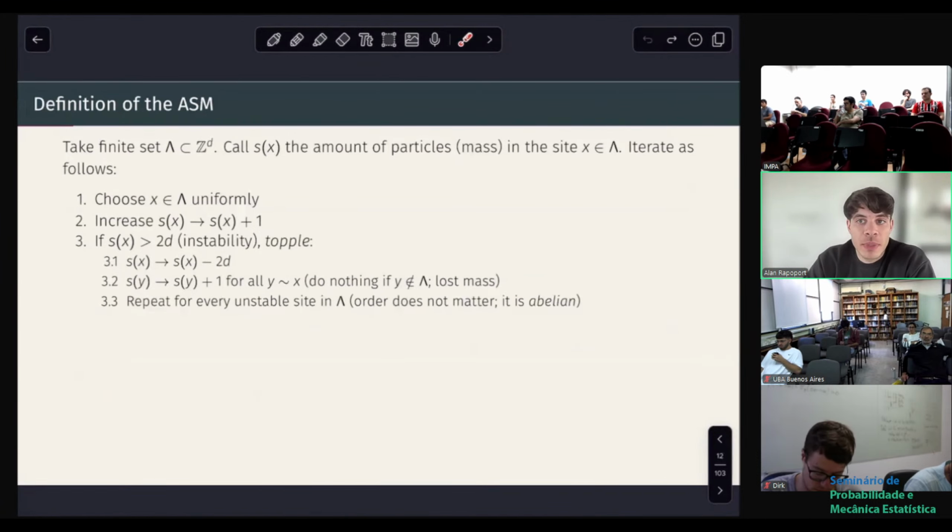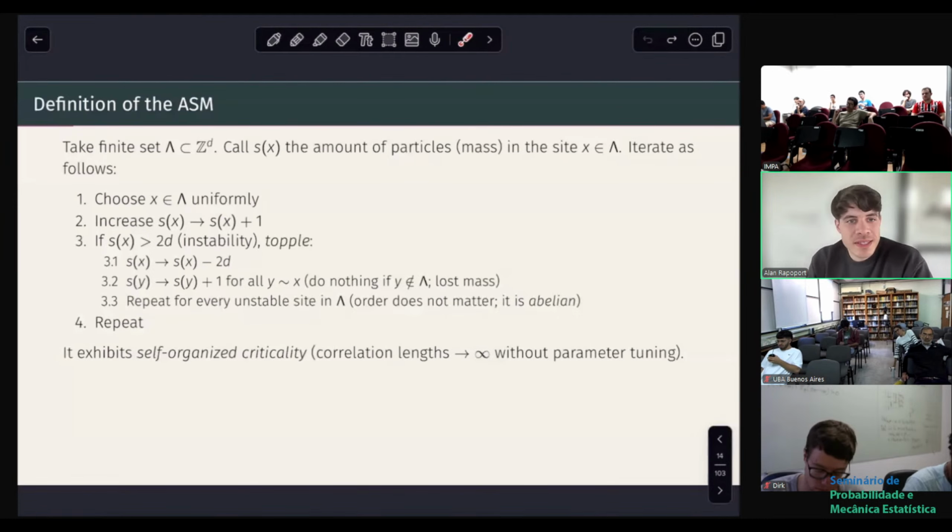And then it might happen that now that point X lost some mass, and it passes it to one of the neighbors, and that neighbor now becomes unstable. So this can keep on going and going. And since I have the possibility of losing the mass at the border, eventually I will stop. And then I will repeat: choose one point at random, add 1 grain of sand, and repeat this toppling process.